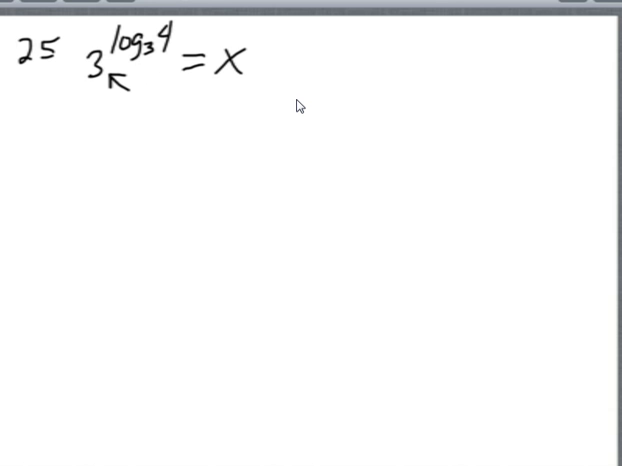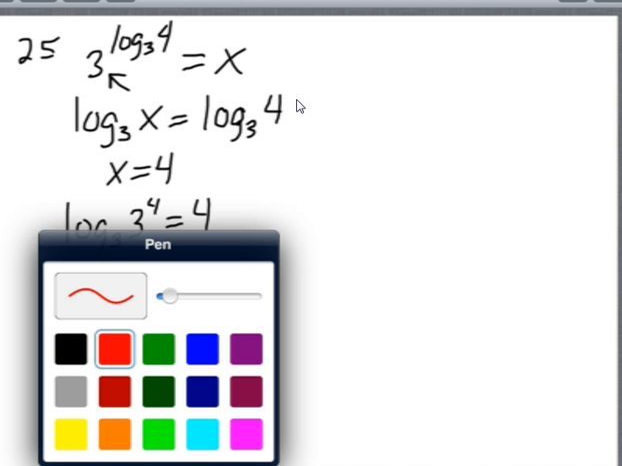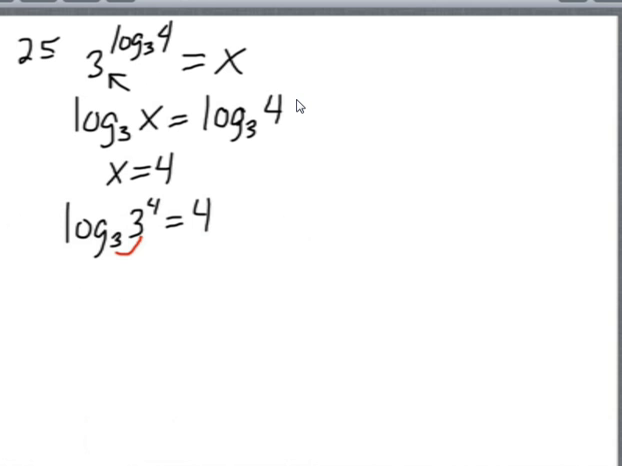My base is 3, so I say log base 3 of x equals the exponent. And the exponent in this case is log base 3 of 4. So now I end up with log base 3 of x equals log base 3 of 4. Well, obviously x has to equal 4, or these won't be equal. So what we say here is log base 3 of 3 to the 4th equals 4. Notice that the bases are the same. The exponents have to be the same. So 3 is the base of the log, 3 is the base of 3 to the 4th, and so the exponents are the same.